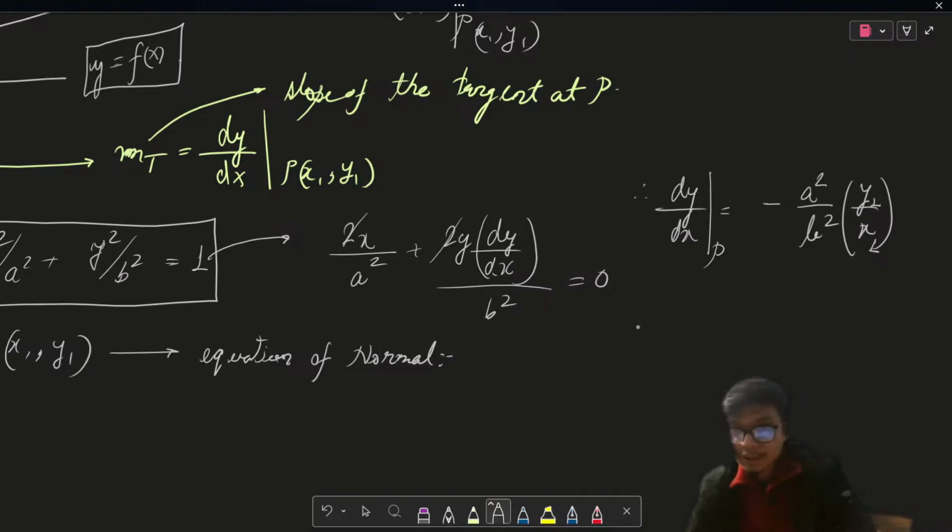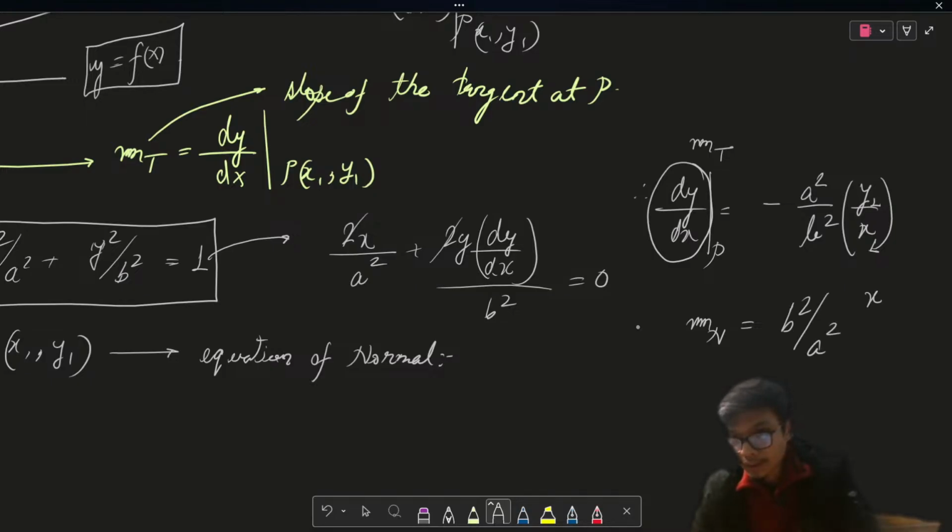Therefore this will give me the slope of the tangent. Now in order to find the slope of the normal, this will be just the inverse of it with a negative sign. So we get the slope of the normal as b square upon a square multiplied by x1 by y1. So this gives me the slope of the normal.